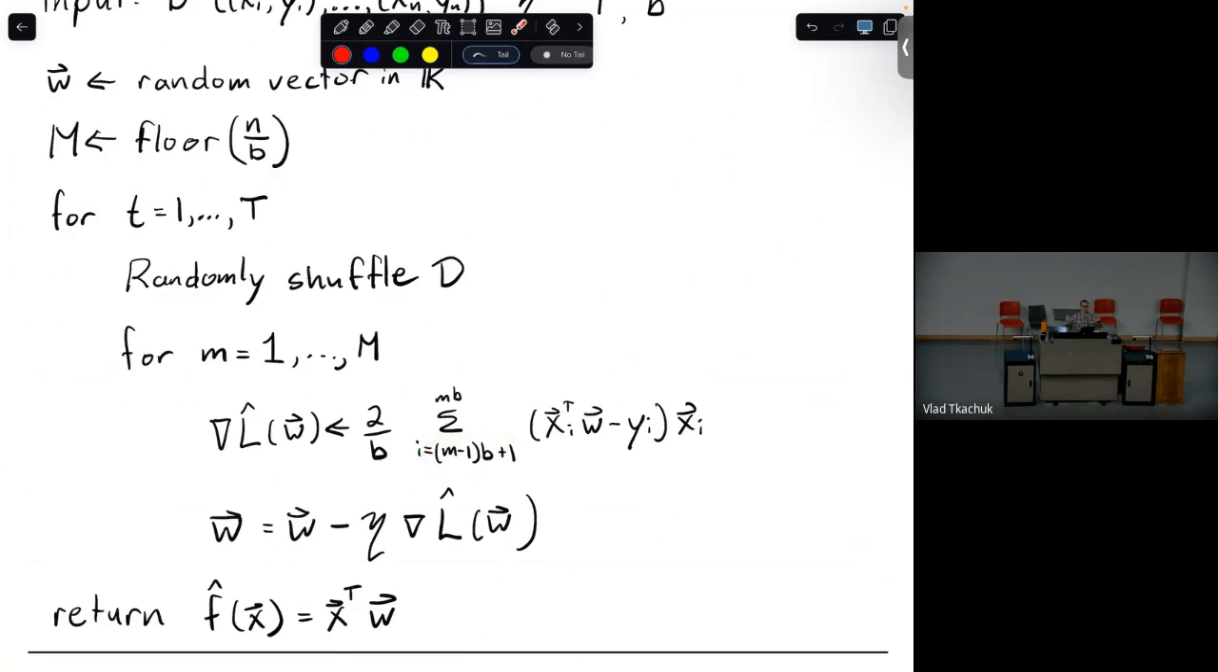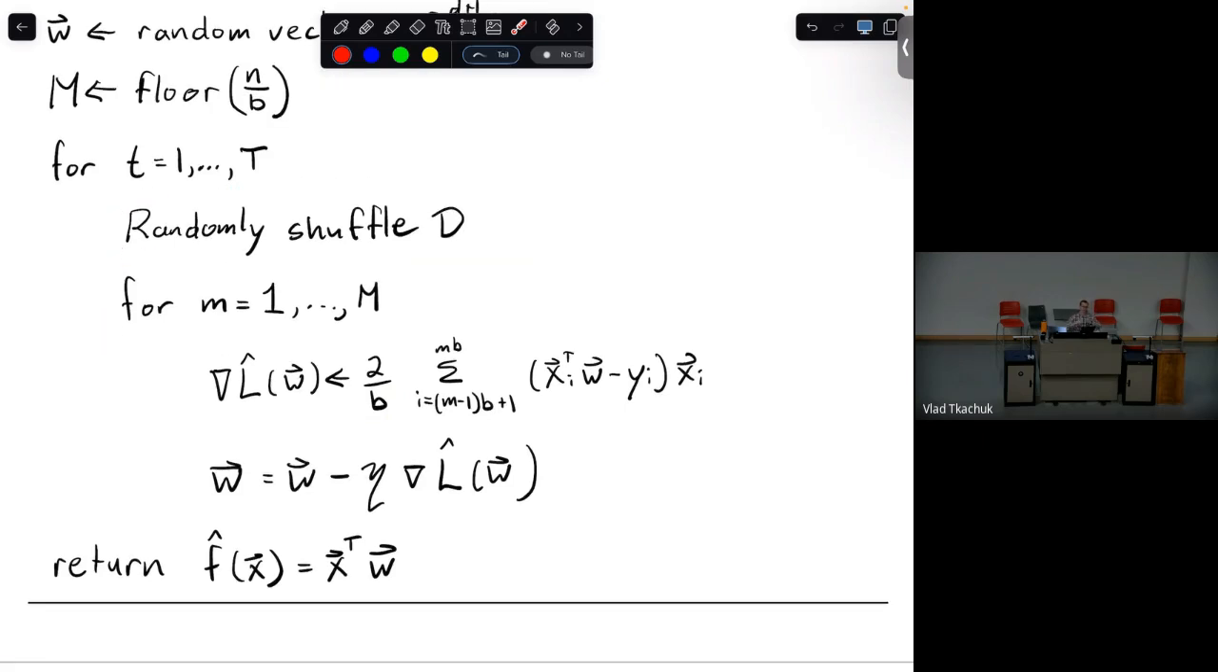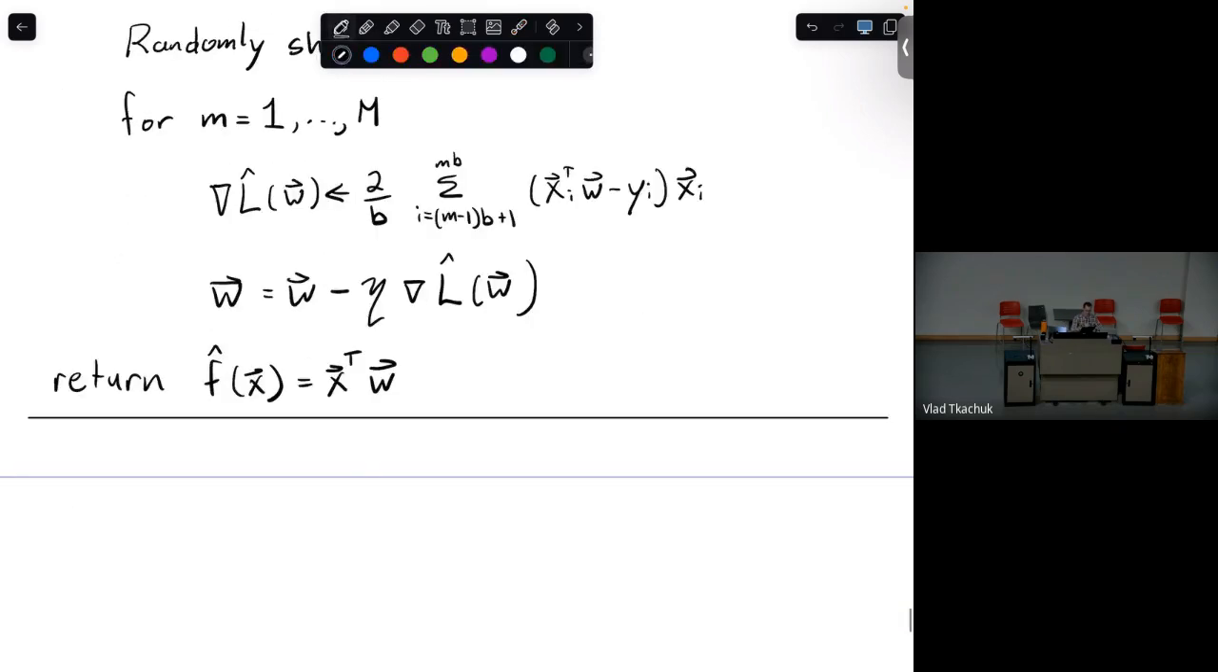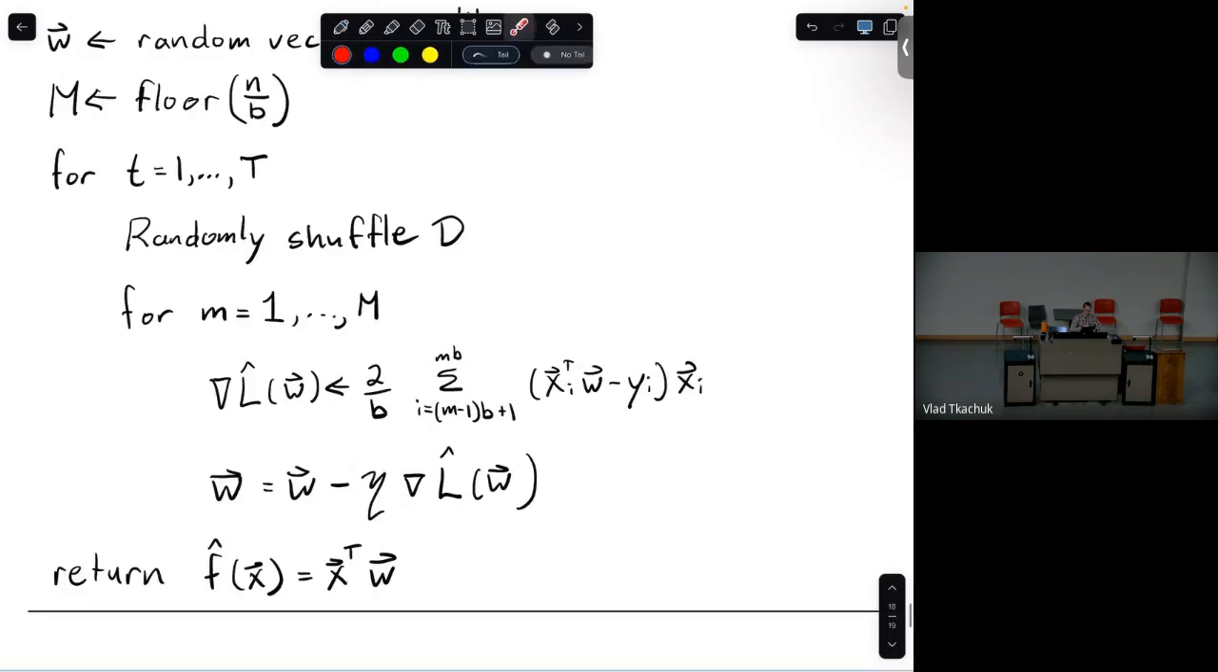So you still have estimates of size B that use B points, but now it's a different B points rearranged. And this turns out to be quite helpful. There's a lot of theory about why this is helpful, but we won't cover it in the course. That's all I wanted to mention. So in the code, you're going to have to do the shuffling. This is important.